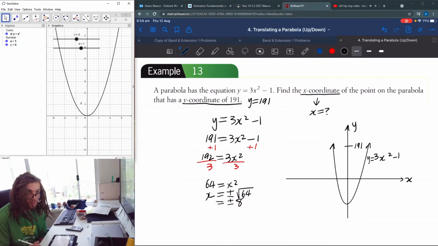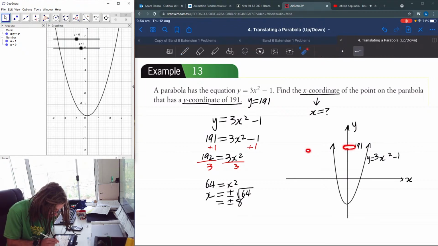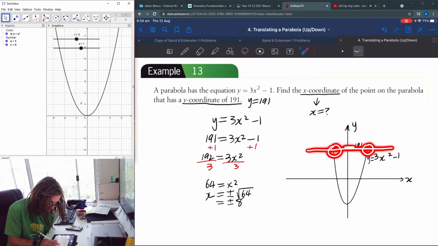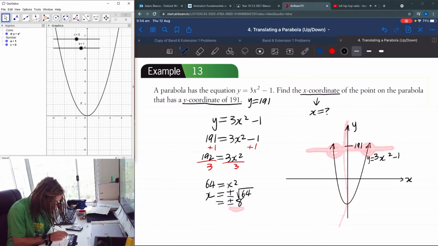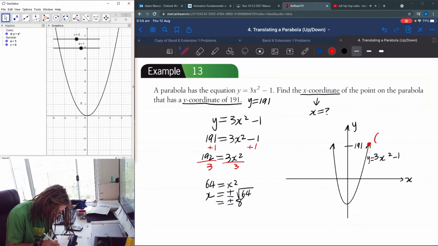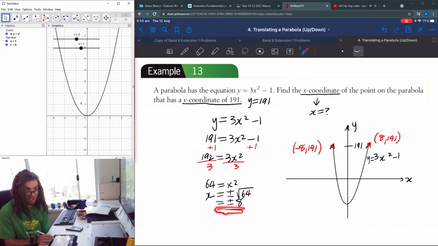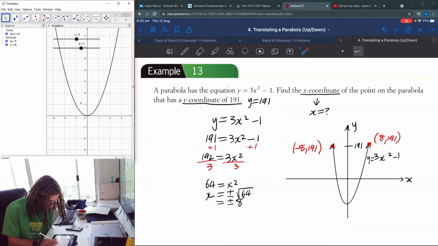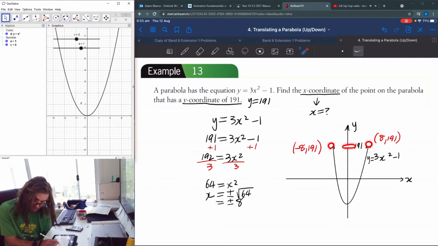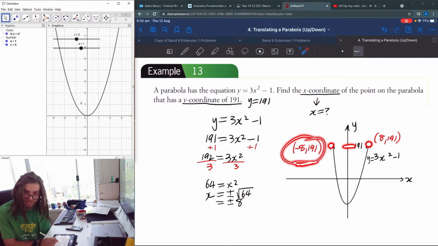Why do I have 2 answers? Well, at this y value here, I have 2 x values, there and there. And because it has an axis of symmetry over this, it's going to be plus and minus 8. So in other words, this here is going to be the point (8, 191), and this point is going to be (minus 8, 191). So keeping plus and minus actually makes sense. If I just asked you, here's 191, what's my x value? Well, that's one of them, but you haven't told me what this is. So anytime that you forget a plus minus, you're actually forgetting a point on the graph.